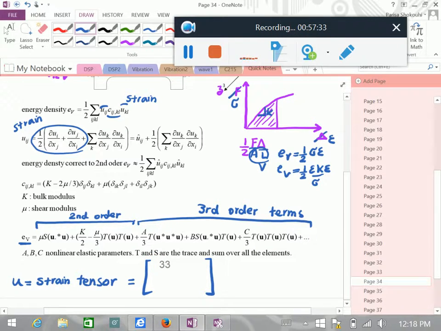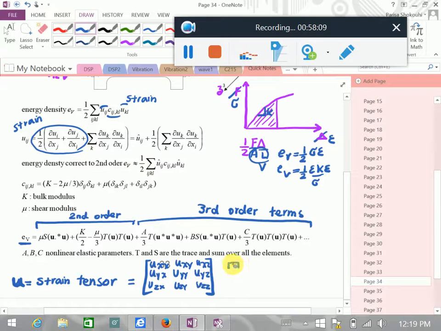So the strain tensor is basically, you can think about it, whether you use x or 1, it's the same thing. xx, xy, just as the things you already know. yx, yy. All different components of zx, zy, zz. This is a strain tensor. That's what this bold-faced U is all about, right?